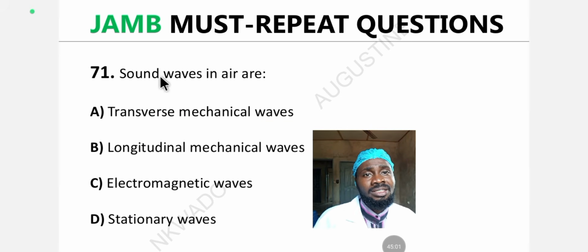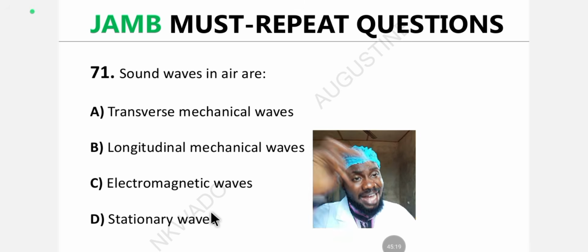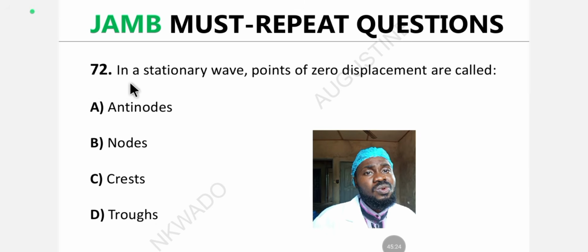Question 71. Sound waves in air are A. Transverse mechanical waves. B. Longitudinal mechanical waves. C. Electromagnetic waves. D. Stationary waves. What's the answer? Drop the answer in the comment section. Question 72. In a stationary wave, points of zero displacement are called what? A. Antinodes. B. Nodes. C. Crest. D. Trough. What's the answer? Drop the answer in the comment section.